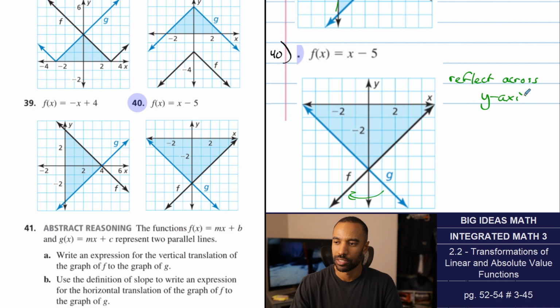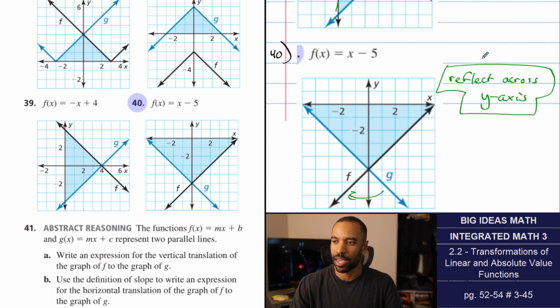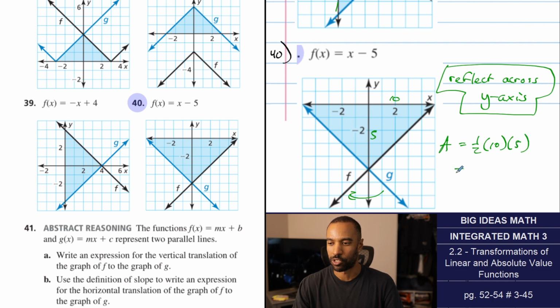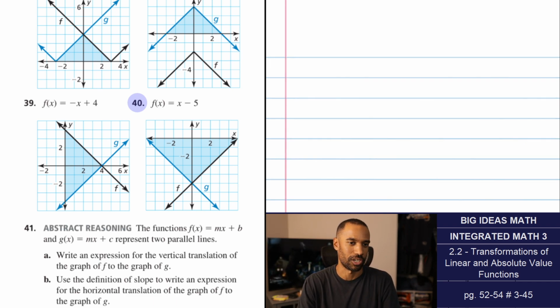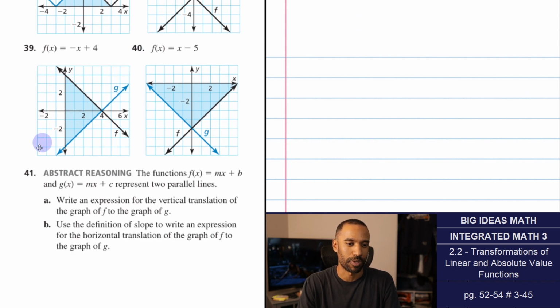Across the y-axis. And then the area has a length of 1, 2, 3, 4, 5. I'm going to guess 10 there for the base length, and a height of 1, 2, 3, 4, 5. So your area of this one is 1/2. Honestly, I thought it was going to be 16 again. Half of 10 times 5, which is 25 square units. Okay, those are the areas of those shaded triangles. I don't see the connection on anything we're doing with areas, but that's okay.